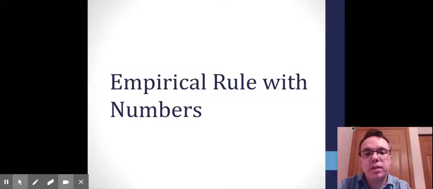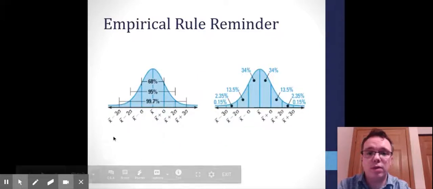Today we are going to be talking about the empirical rule with numbers. Yesterday we talked about what the empirical rule was, so we're going to start with that. Then we're going to practice an example with numbers, and then I'll have you do it on your own. So, empirical rule with numbers. Here's just a reminder of what the empirical rule is.